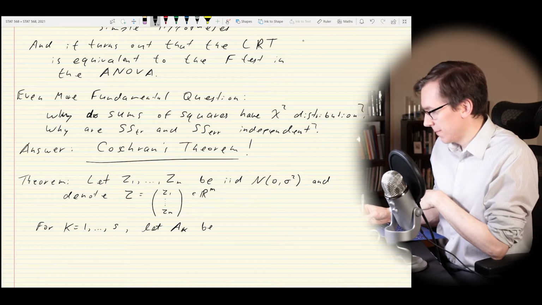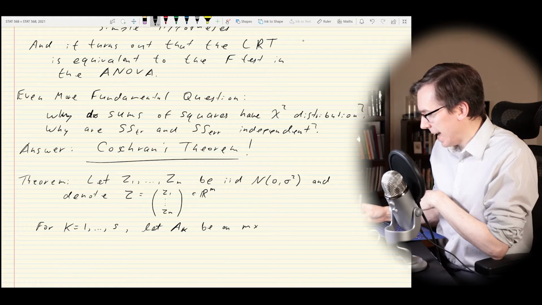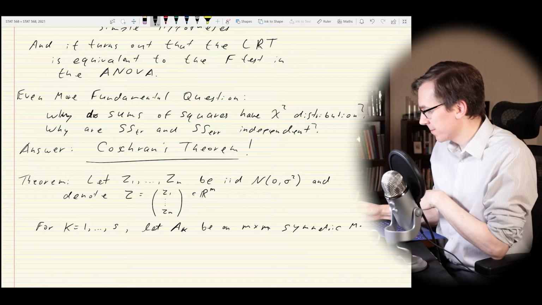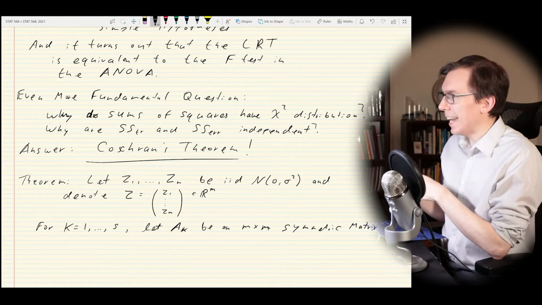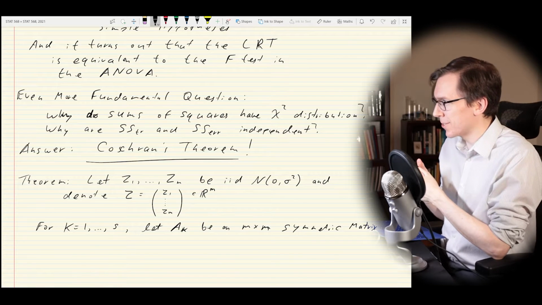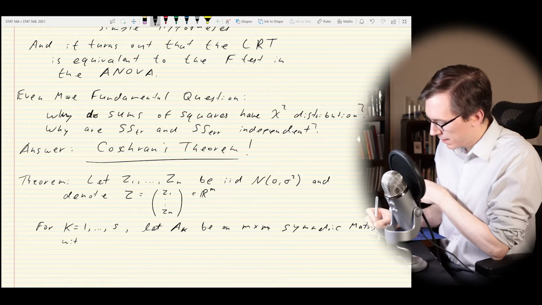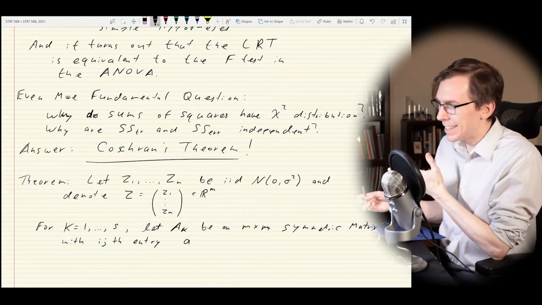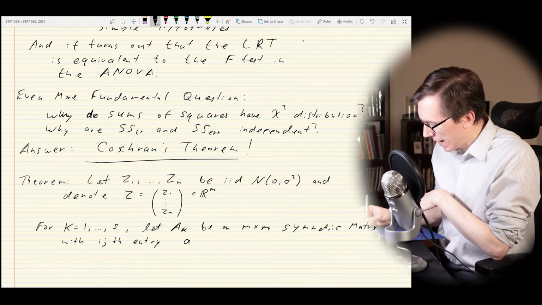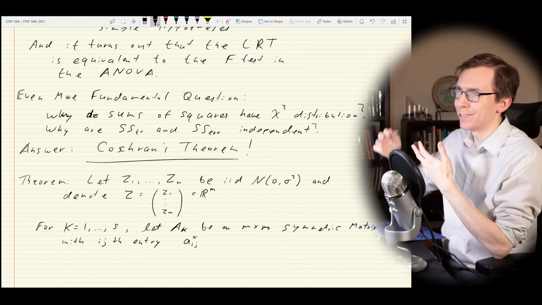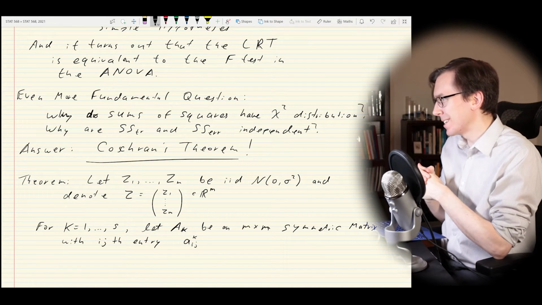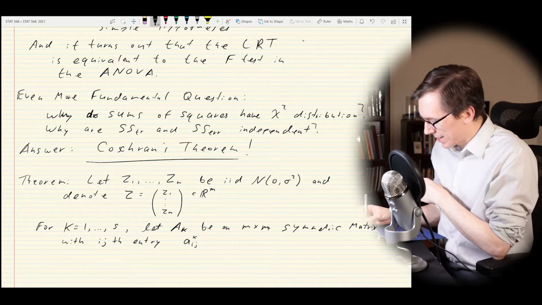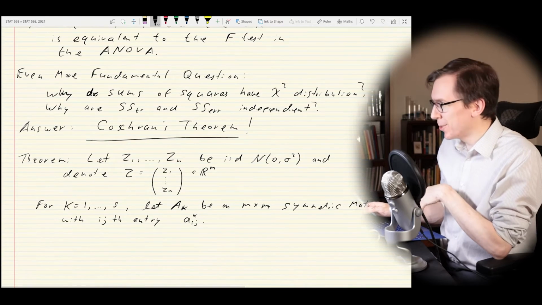And for that, let A^k be a collection of M by M symmetric matrices with ijth entry denoted A_ij, with a k in the superscript to correspond to the kth matrix. Okay, so now we have a collection of symmetric matrices. I haven't told you what they do yet.